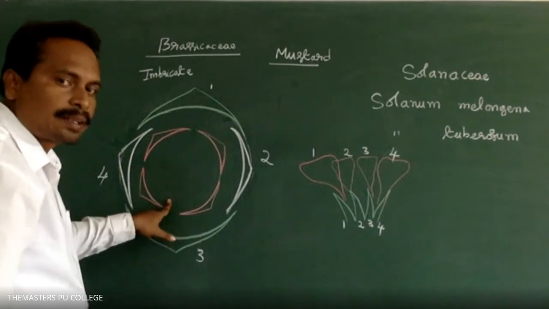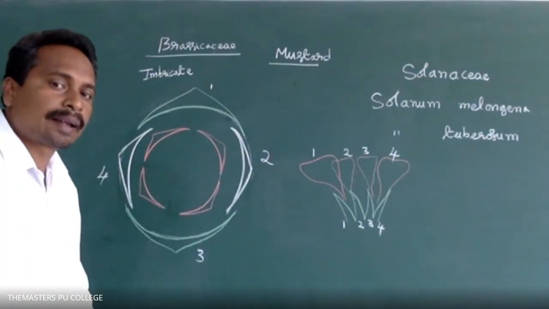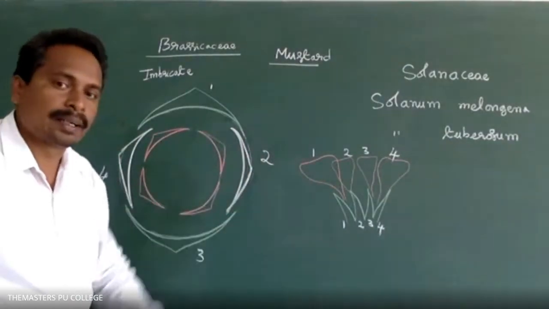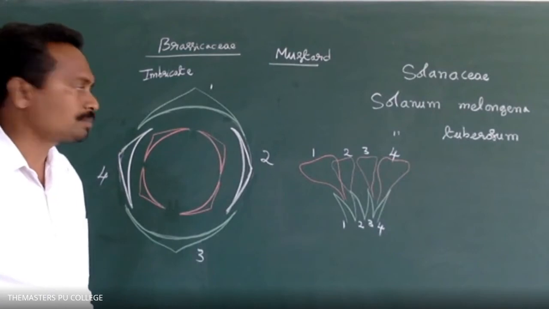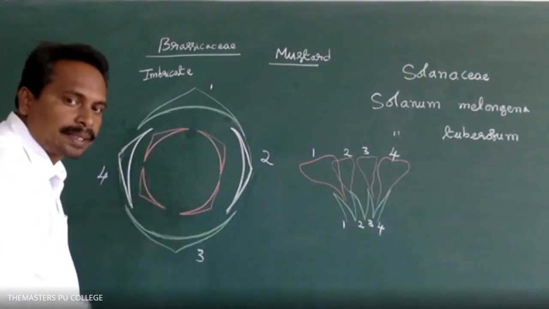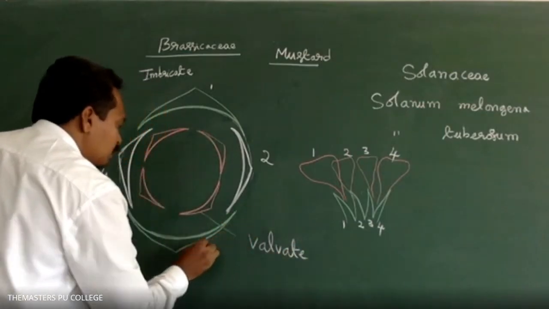Four petals are there. Is it a tetramerous, trimerous, or pentamerous flower? Tetramerous. Four sepals and four petals, so tetramerous. Right. What is the name of the petal estivation? Valvate. And the sepals? Imbricate. Very good.